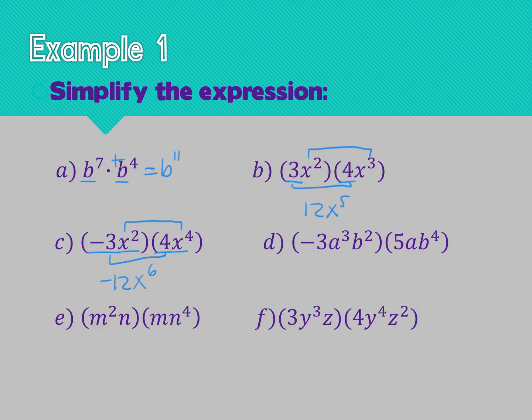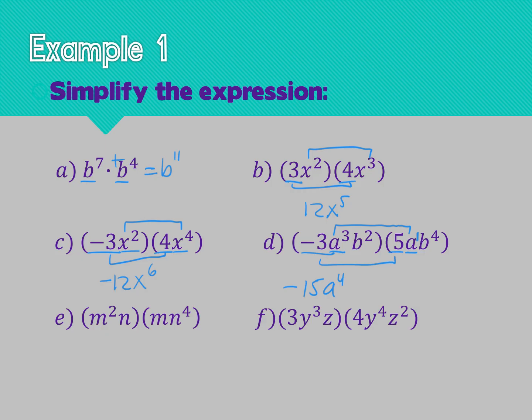Now, example D, same thing. Even though you see more variables, it's still the exact same concept, right? So negative 3 times 5, coefficient with the coefficient, is going to get me negative 15. All right, a to the third times a, multiplying these two together. If you don't see an exponent, you're going to assume that there is a 1 over it. And then from here, you can apply your same rule, right? A to the third plus 1 is going to be a to the fourth.